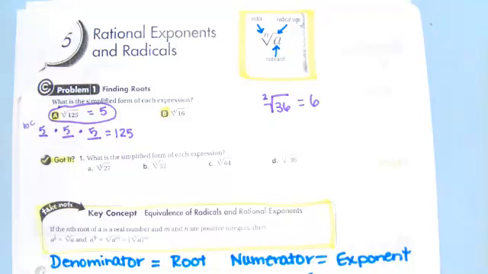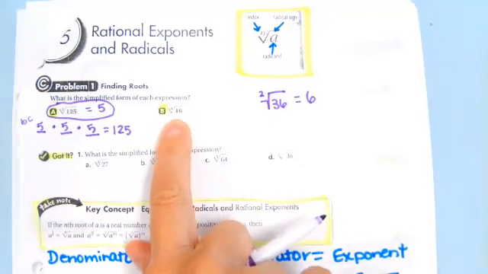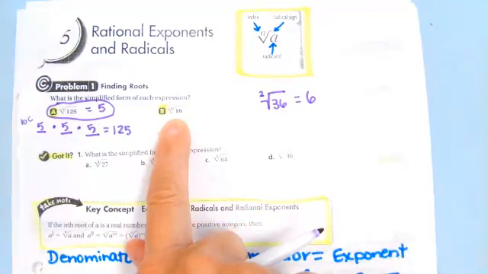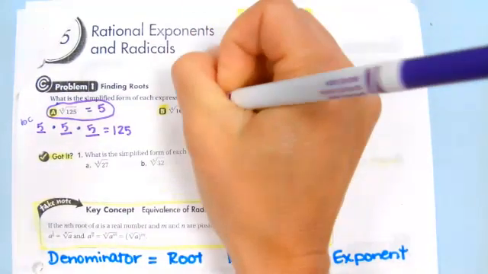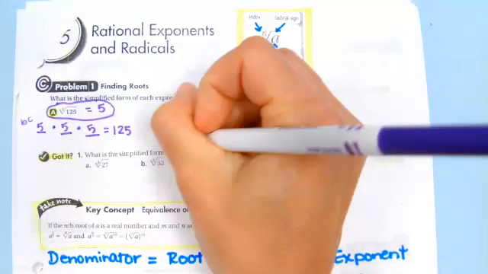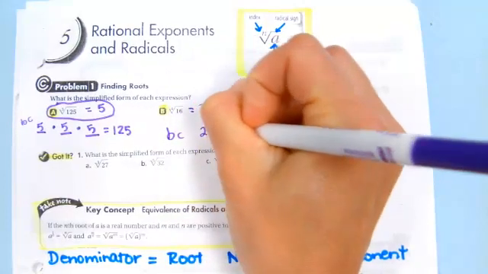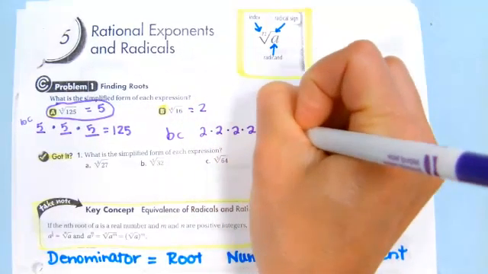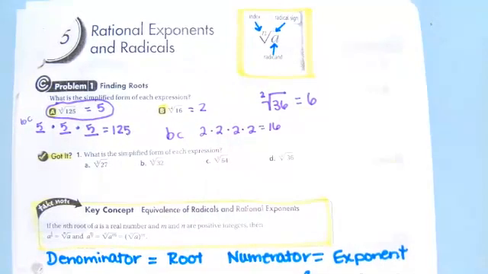What would be the fourth root of 16? It's 2. The reason is because 2 times 2 times 2 times 2 is 16. That's how you do this.